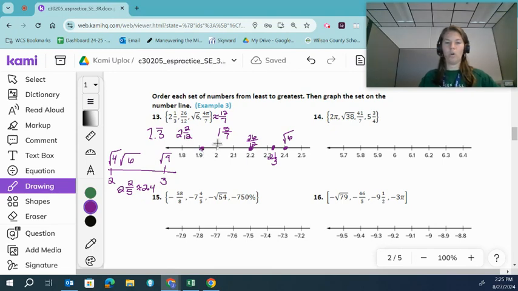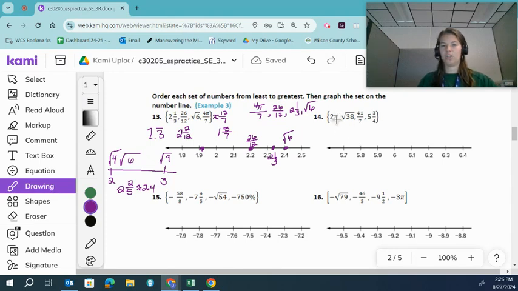So if we put these in order from least to greatest, we have 4 pi over 7. Then next on our number line is 26/12, then 2 1/3, and then the square root of 6. Once you get them on the number line, you can see the order from least to greatest right there in front of you. Let's do one more together.